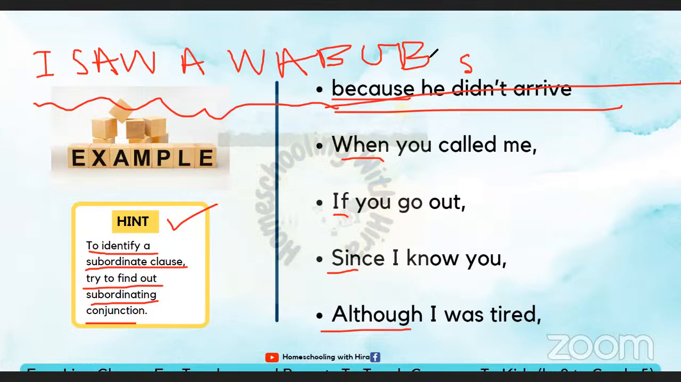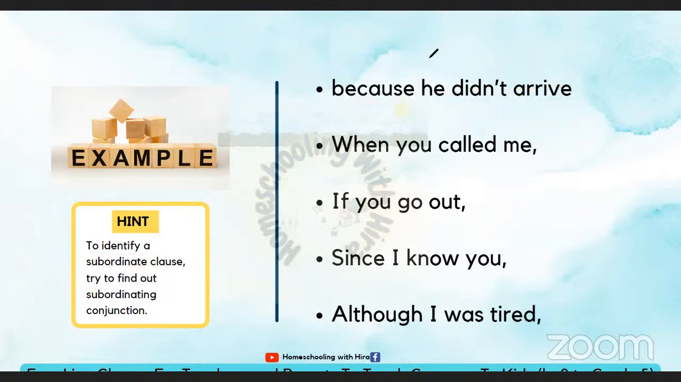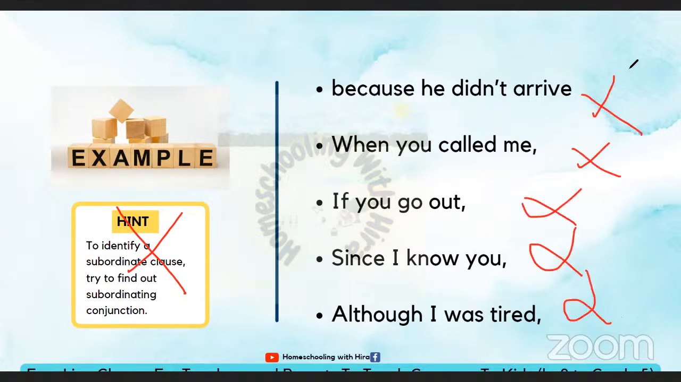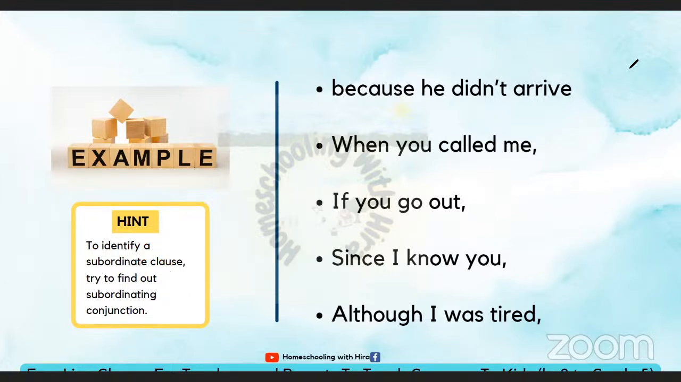But if you teach them properly by giving them the concept, you don't need these hints. Okay? You just don't need it, because you read the sentence and you can get it. This is obvious. These are not complete sentences, so they are dependent clauses. Okay? Clear till here?